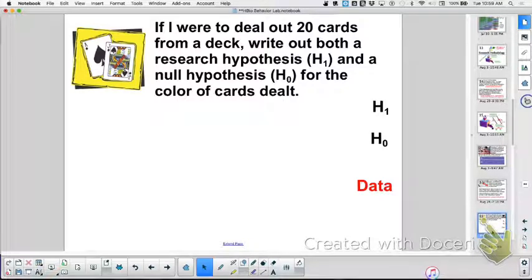If someone was to deal 20 cards, the chance of being red or black is equal, so the amount of red and black cards we get.